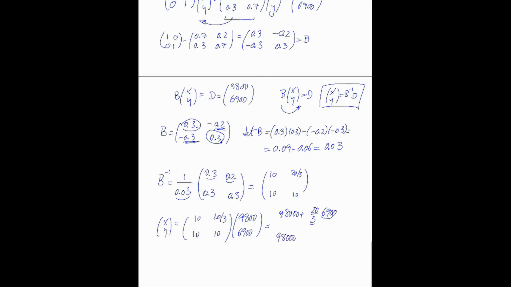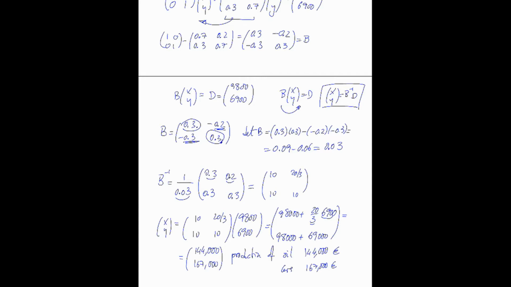98,000 plus 69,000 becomes equal to 144,000 and 167,000. So the answer is the production of oil is equal to 144,000 euros, and the production of cars will be 167,000 euros.